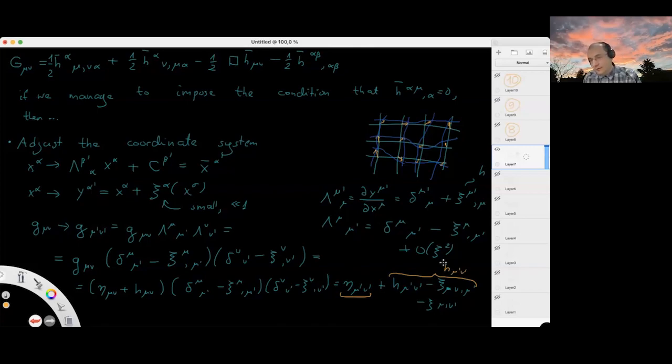So we can call all of that our new h. And this makes sense because in this new coordinate system, we still have a flat constant term plus something small, except that this new thing, this small h, is not what used to be h. It's not the same thing. There's a contribution from these vectors xi.